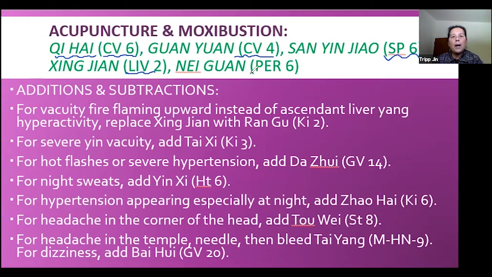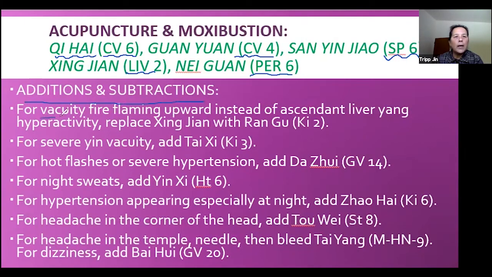And Pericardium 6, we say it works for a lot of conditions. It opens the chest and regulates the middle jiao. These kinds of patients usually have some chest pressure and also insomnia, so we add Pericardium 6 there. And then we still modify from there.